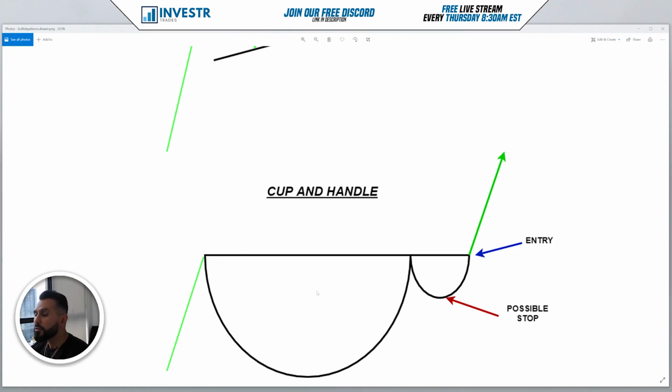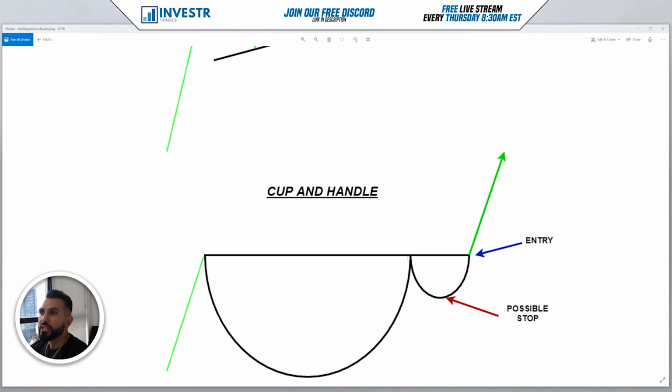Cup and handle is a very good pattern that happens again on the daily if you're able to spot it, and on the intraday level more and more and more. You know, you're watching the intraday levels, and patterns can set up a lot more quickly than actually watching daily levels. So with the cup and handle pattern, what we're looking for here is a bullish move to the upside. We're getting rejection at a resistance area, and we're kind of coming back and making this little cup.